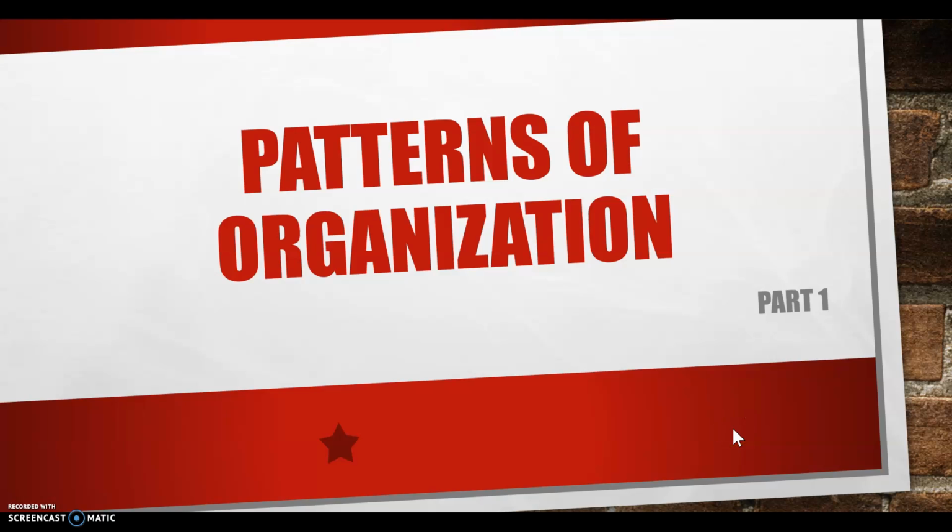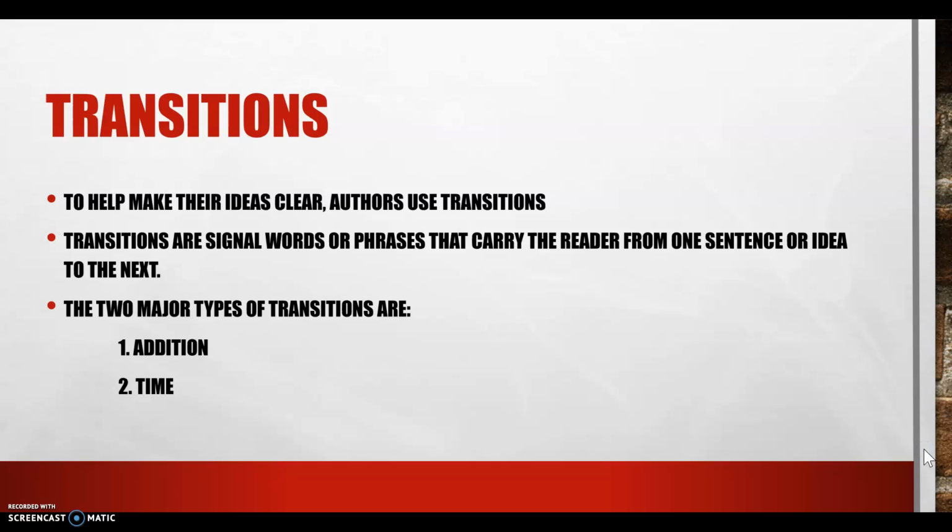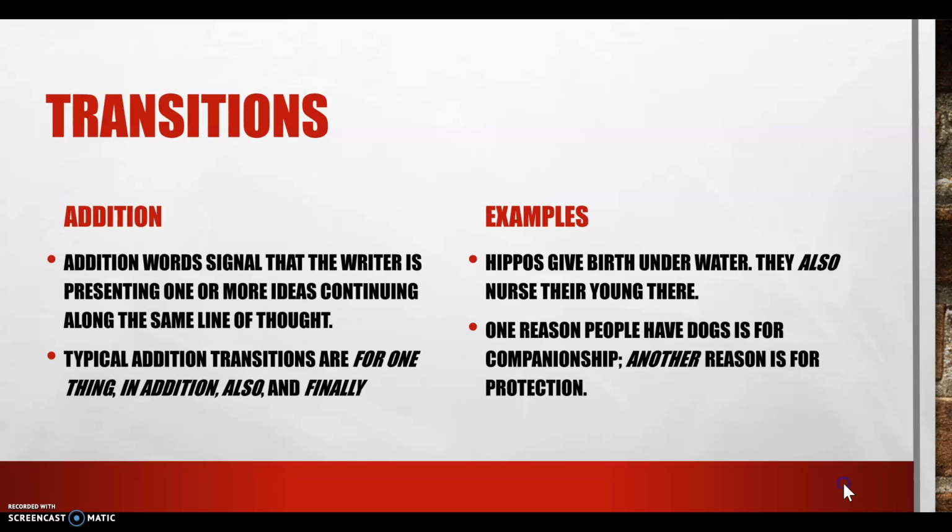This presentation is going to help you recognize patterns of organization that authors use when putting together paragraphs. Authors use transitions to help make their ideas clear. Transitions are those signal words or phrases that carry the reader from one sentence to the next so that they're not isolated sentences, but that they connect to make a coherent paragraph.